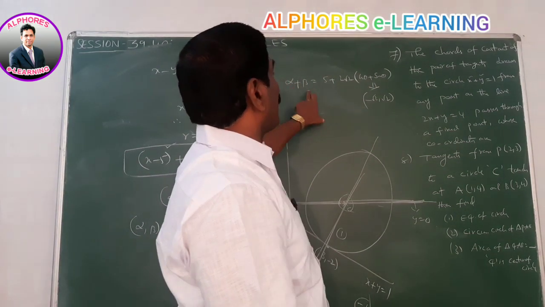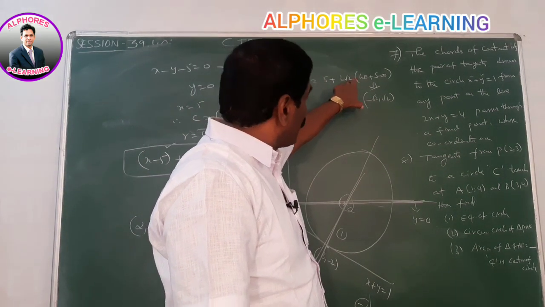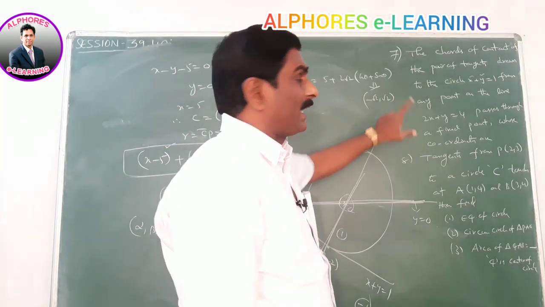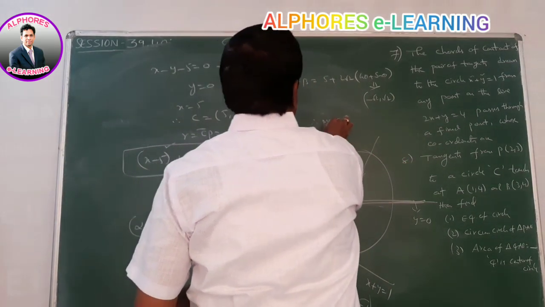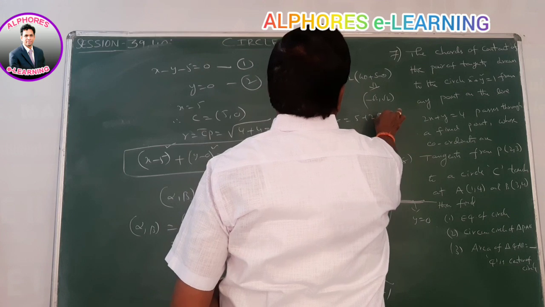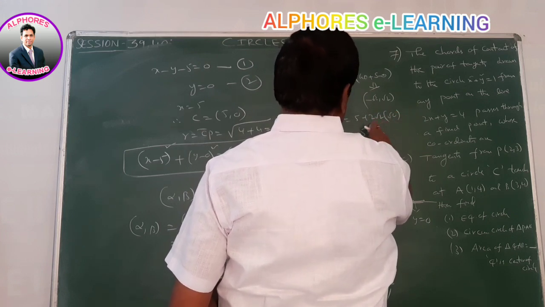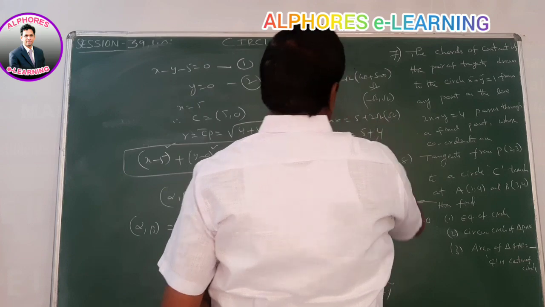Therefore, the maximum value of alpha plus beta is 5 plus 2 root 2 into the maximum value of cos theta plus sin theta. The maximum value of this is root 2. Okay. Therefore, the maximum value is equal to 5 plus 2 root 2 into root 2. That is equal to 5 plus, what is the value? 2 into 2 means 4. That is equal to 9.